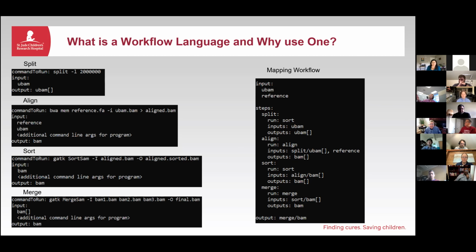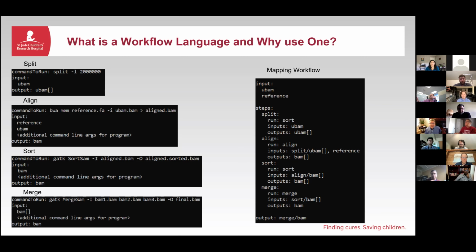And then if we look through, we can see that each of these steps takes a BAM or a UBAM as input, and it produces some other type of BAM as output. So if you ran those steps individually, that's what you get. And then on the right, we have the workflow. And here you see the only inputs are a single UBAM and a reference.